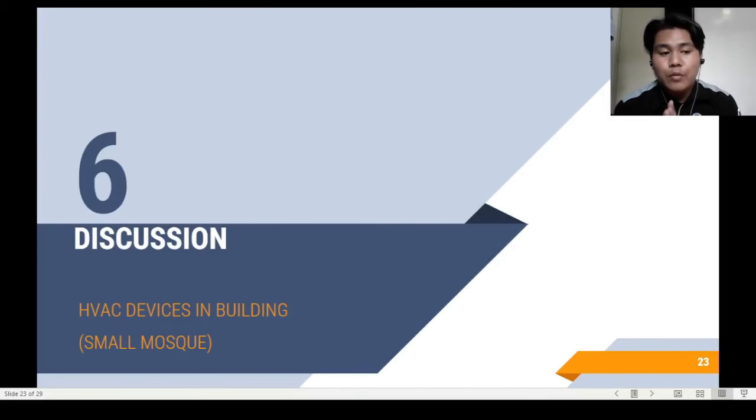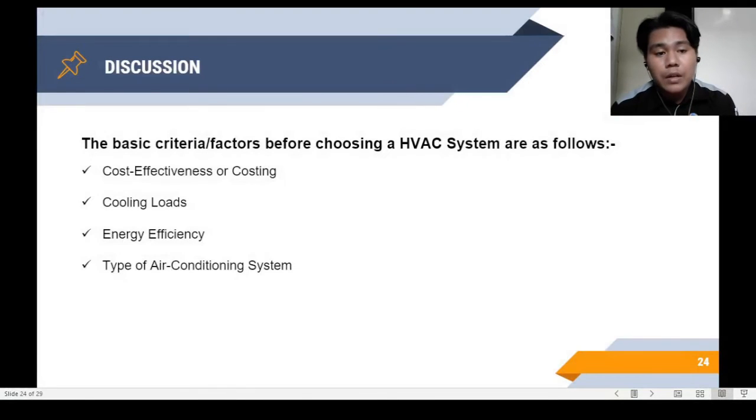Assalamualaikum warahmatullahi wabarakatuh. My name is RANGANATHAN from 2 Bmmh. Here I'm going to present the discussion for our project, the case study for HVAC device installation in the building for the small mosque. That's in Malay we call surau. So here we have the basic criteria or factors before choosing a HVAC system.